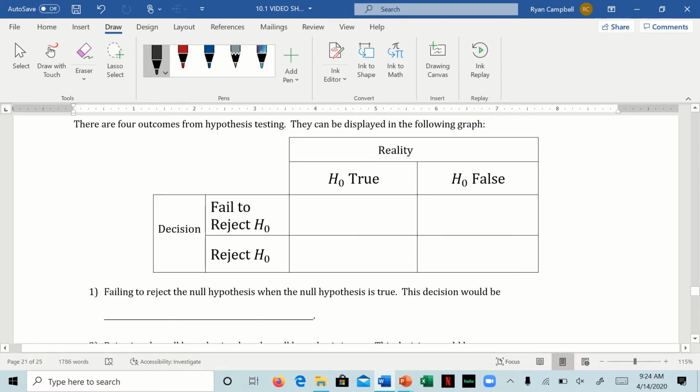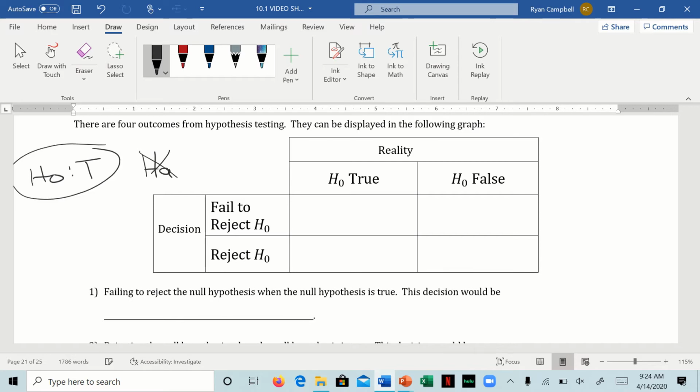So if we failed to reject the null hypothesis and the null hypothesis was true, did we make a mistake? So the null hypothesis was true and we failed to reject the null hypothesis. Did we make a mistake? No, right? We said, hey, there's nothing better out there, and there isn't. It was actually true, so no mistake was made. Yay!